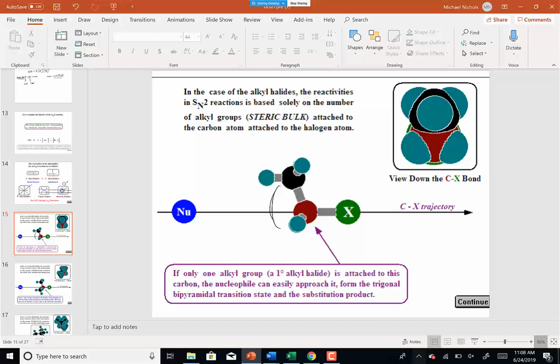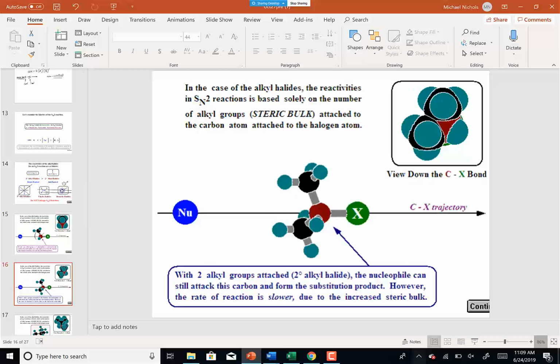So if you had a primary alkyl halide like this, the carbon that's being attacked is in this burgundy color. And so if you're the nucleophile looking at that, you can relatively easily get to that carbon, get to the transition state, kick off the leaving group.